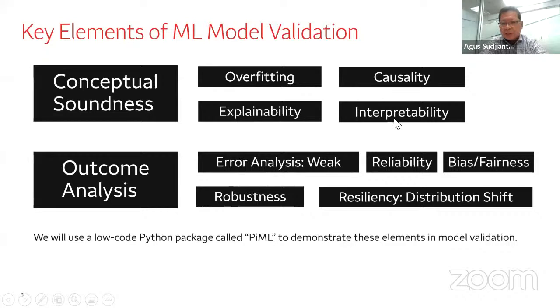In the outcome analysis, we talk about error analysis, finding which region the model will be weak. We're talking about reliability, how reliable is the decision or the prediction from the model. We talk about bias and fairness. We talk about robustness, how robust the model is with data that's corrupt, the corruption in the real world. And then we talk about resiliency, how the model will perform under distribution shift. We want to do all of this before the model is deployed in the real world.